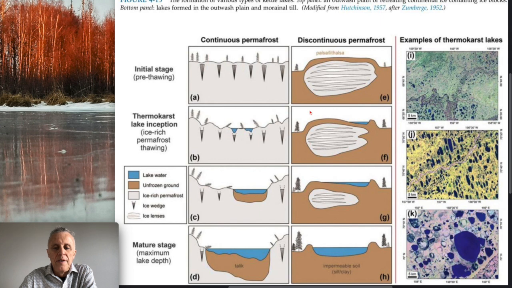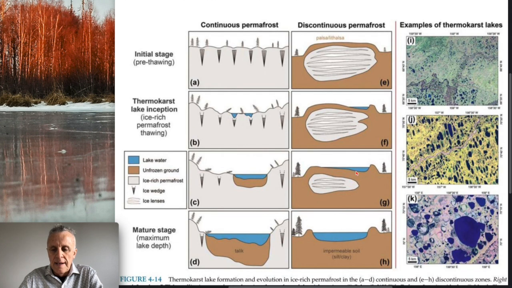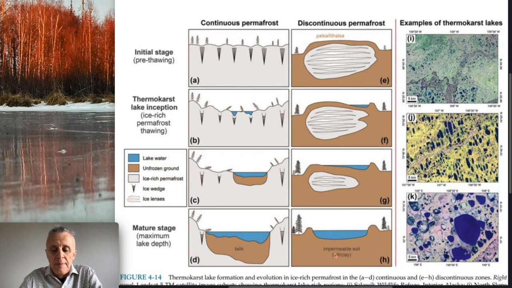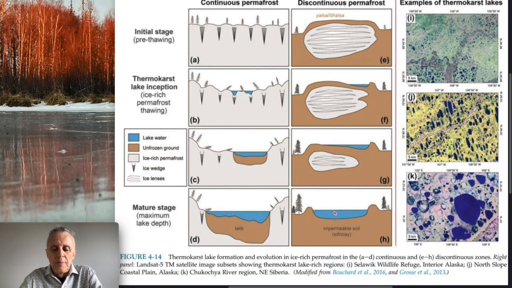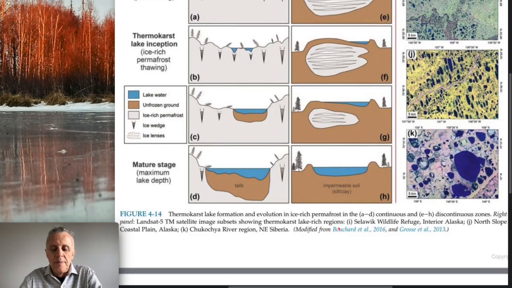It is a very different pattern in discontinuous permafrost. So we have this unfrozen ground in brown, and once again, the ice lens in gray. This is the initial stage, and then we have the start of a little pond above the ice-rich permafrost here, and the ice lens. That lake starts to grow as the ice lens starts to melt. And ultimately, the ice lens melts and leaves this lake, this impermeable soil, sealed clay that prevents the lake from draining out, and this is why it is naturally impounded.